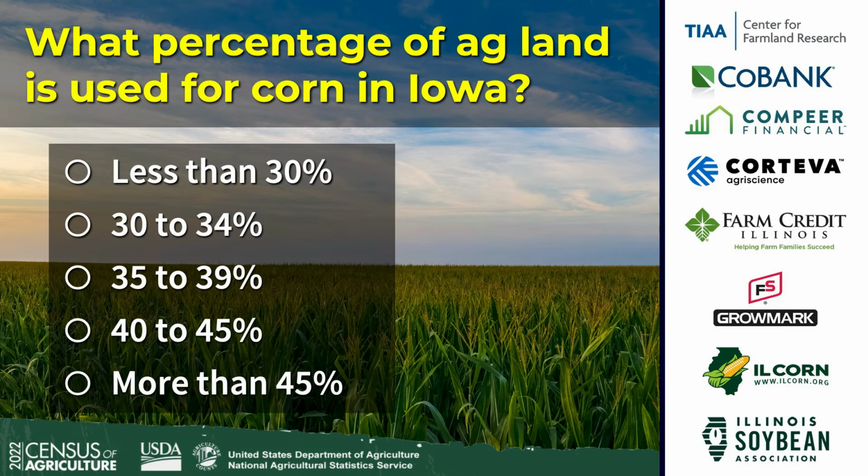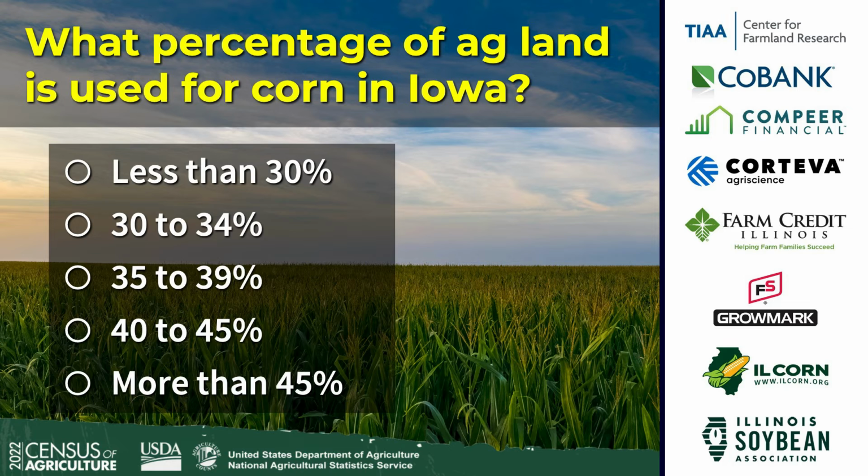Another trivia question. So here's our question. What percentage of ag land is used for corn in Iowa? So this is not for corn and soybeans, but in any given year, just for corn acres, correct? Or is it specific to 2022? What percentage of ag land was used for corn in Iowa? Less than 30%, 30 to 34%, 35 to 39%, 40 to 45%, or more than 45%.